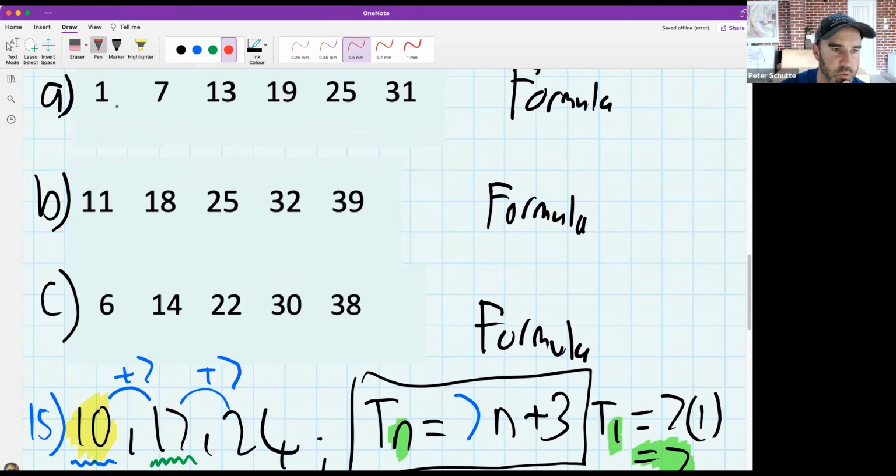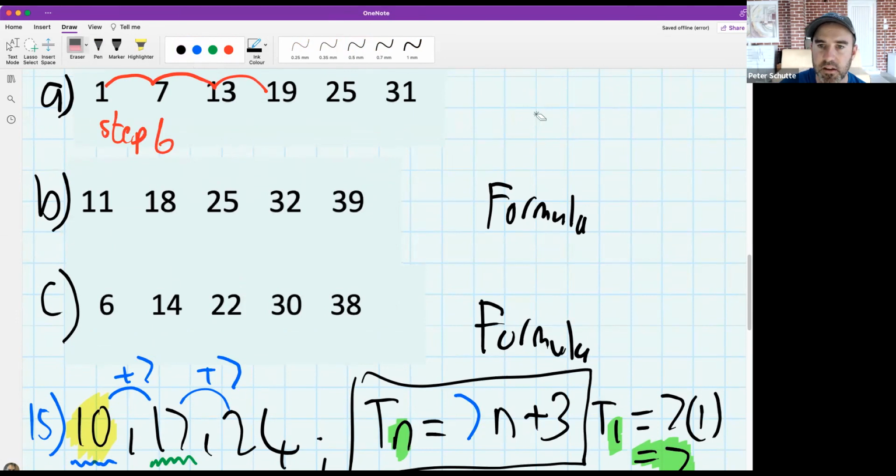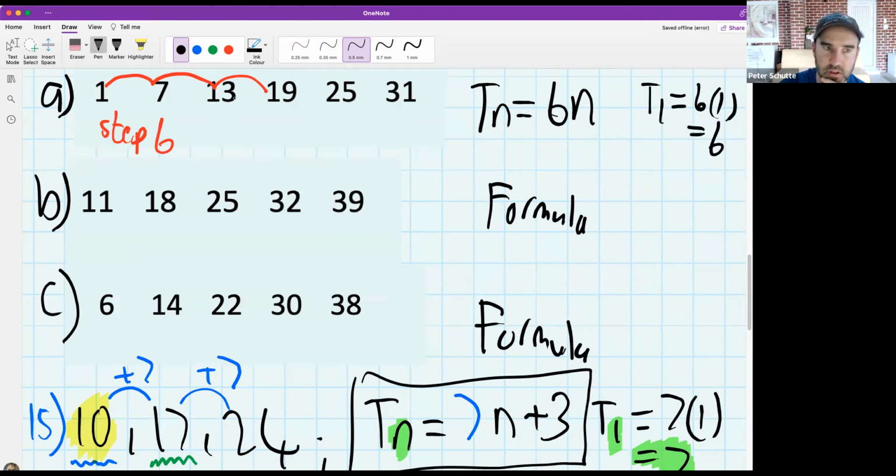So in this next one, the step size here is going to be 6. So it's going up in 6s. 6, 6, 6. And so the formula is going to be Tn is 6n. But now I've got the same problem, because if I look at this formula at the moment, T1 is just 6 times 1, which is 6. And 6 is not my first term. My first term is 1.